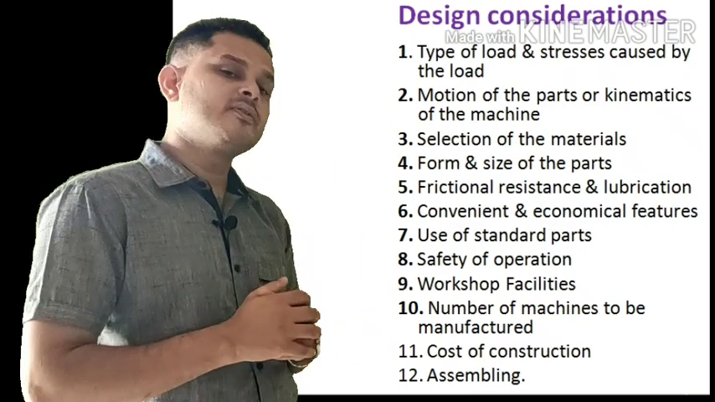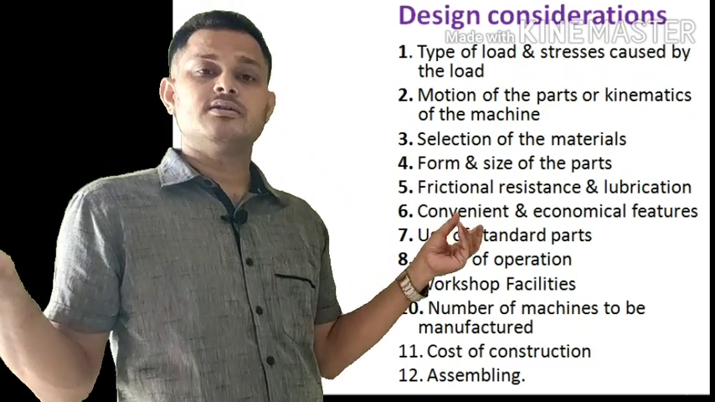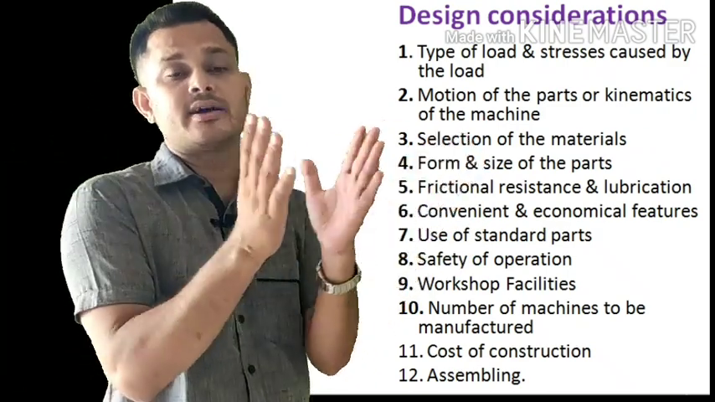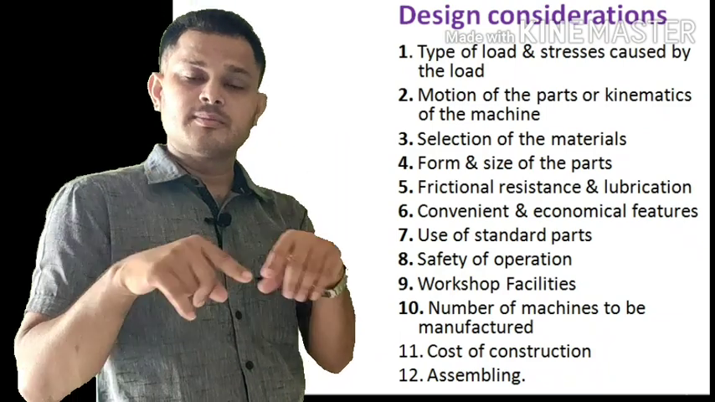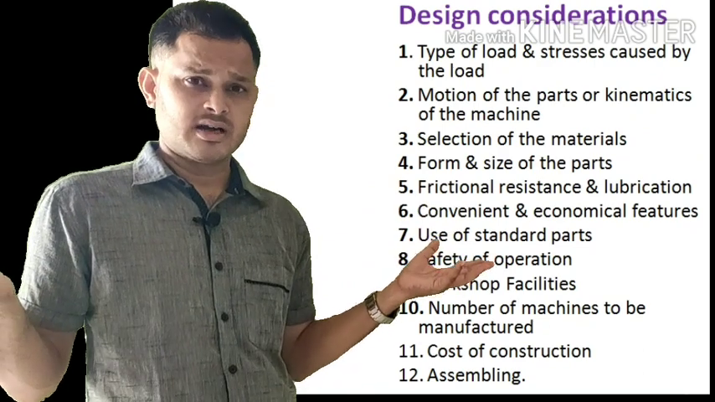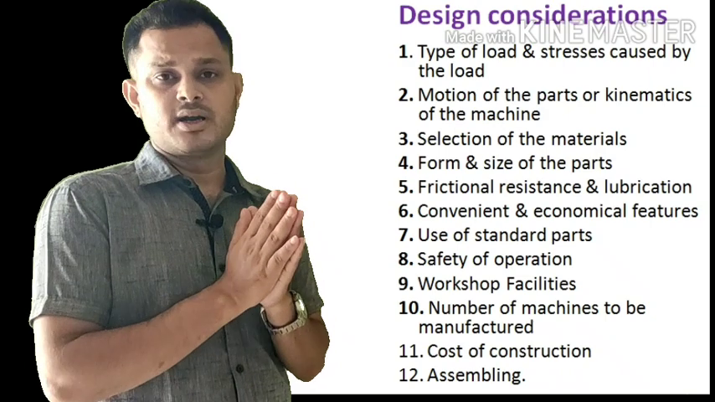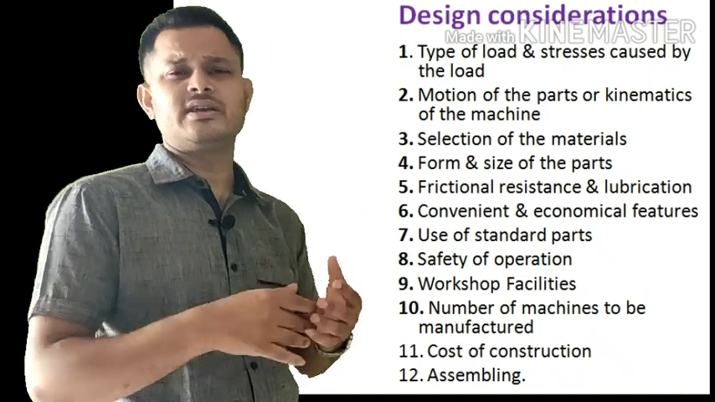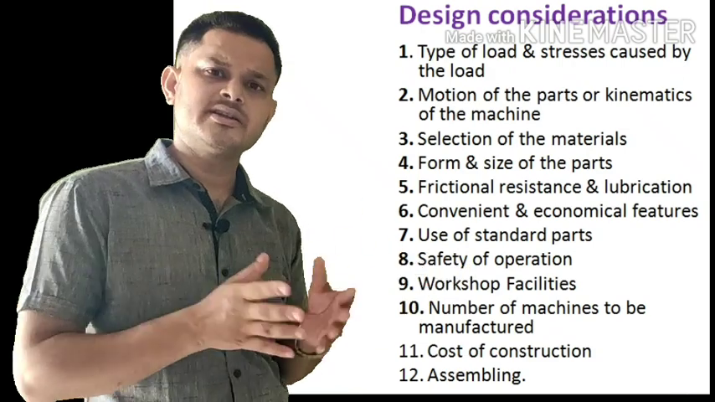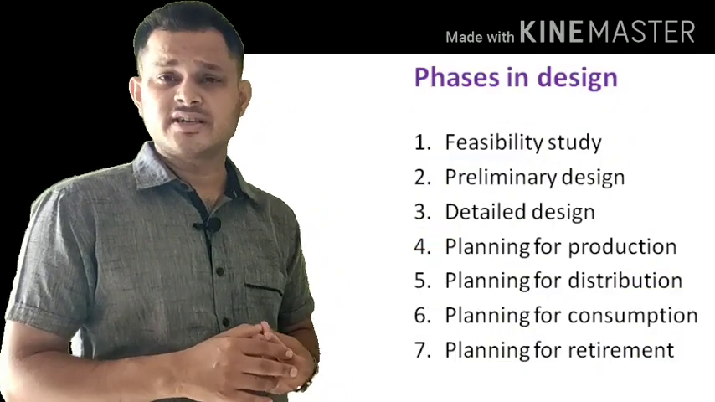And the last is assembly. In the previous design by drawing we have seen that different parts can be manufactured, specified, drawn, and assembled together. So assembly becomes a very important consideration, because different parts are prepared at different places, so they have to be easily assembled and disassembled. Nowadays in any of the components or machines, every part is very easily assembled and disassembled, so that has to be considered. Now the next is phases in design.